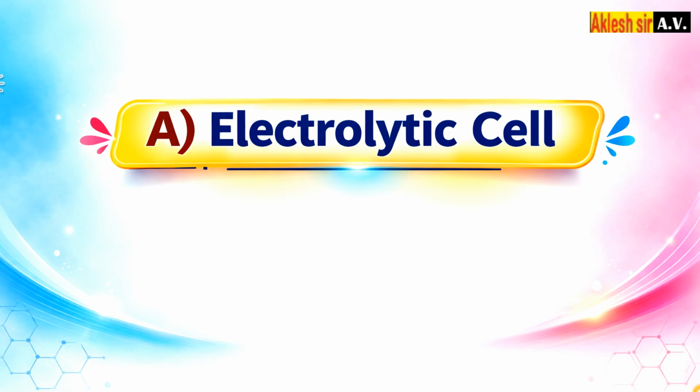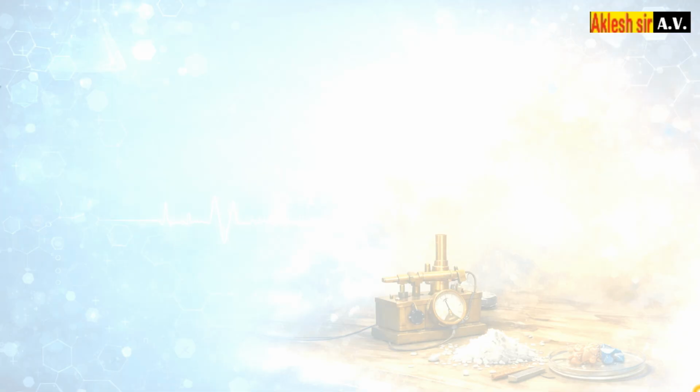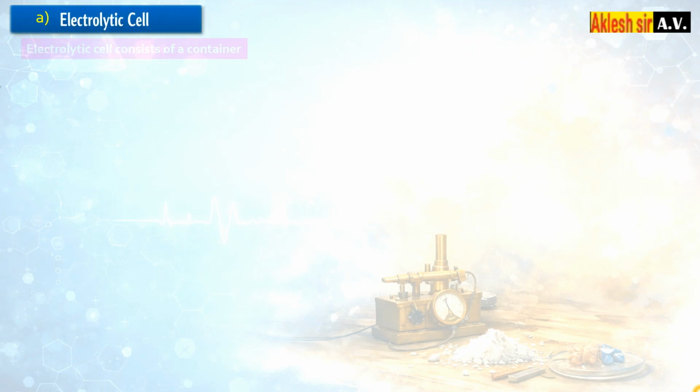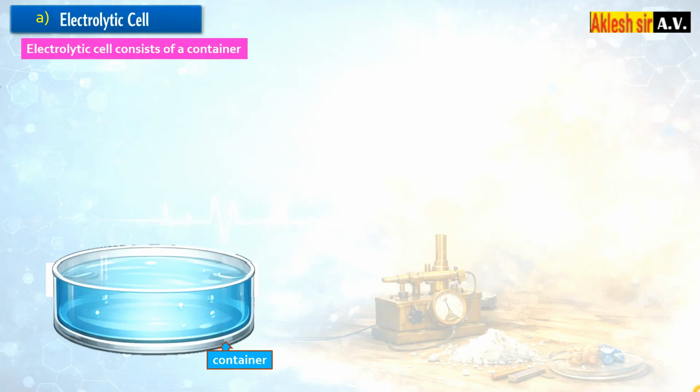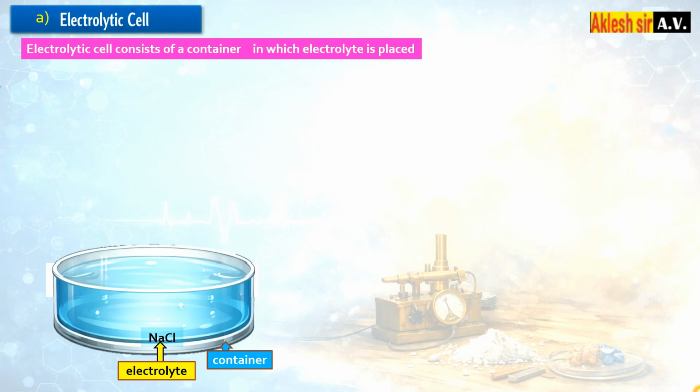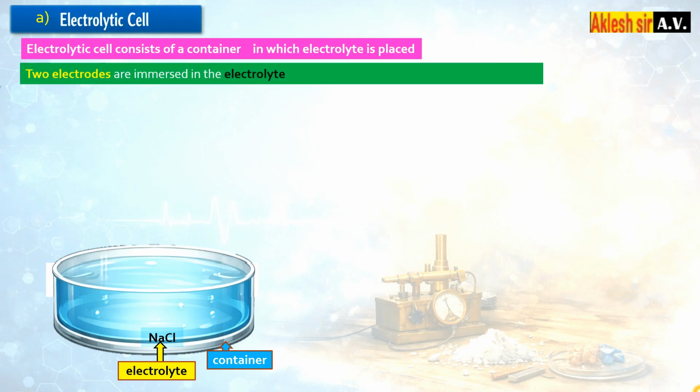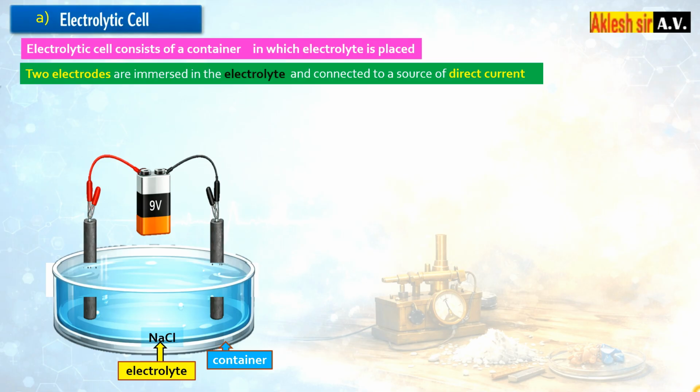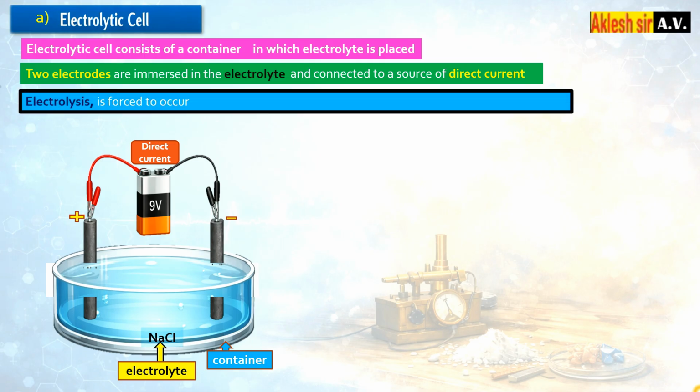A. Electrolytic cell. Electrolytic cell consists of a container in which electrolyte is placed. Two electrodes are immersed in the electrolyte and connected to a source of direct current. Here electrolysis is forced to occur.